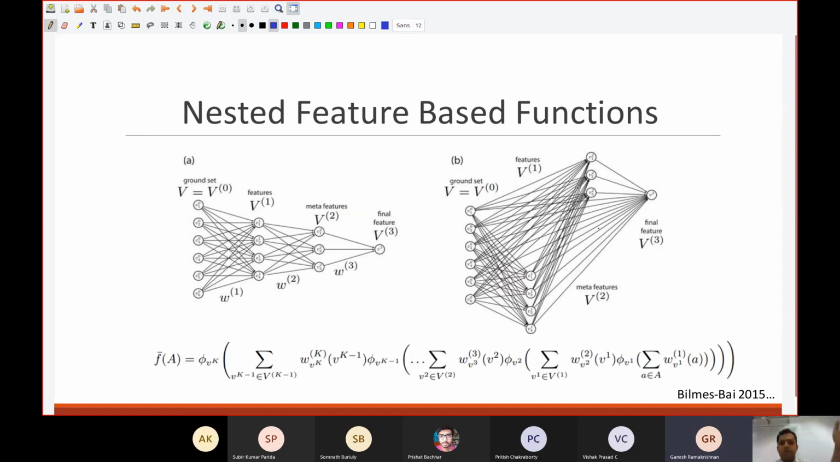The ground set, you have V0, V1, V2. The ground set is itself changing. But even in such settings, you could talk about some modularity through the composition via nesting. We'll not get into the details further now.